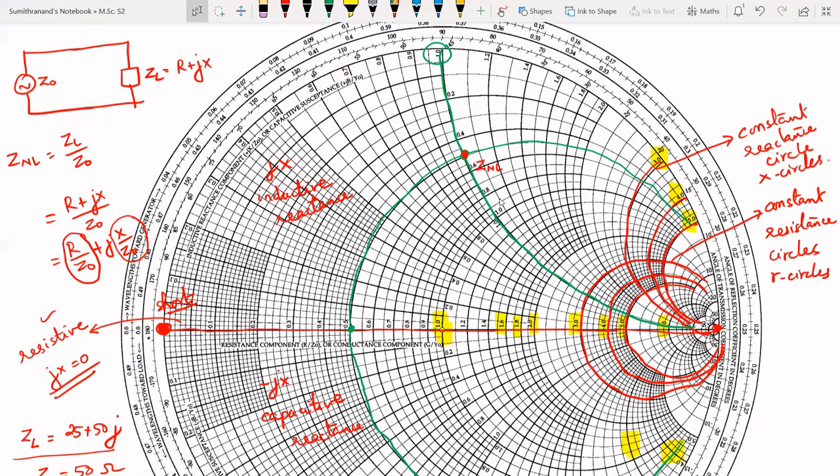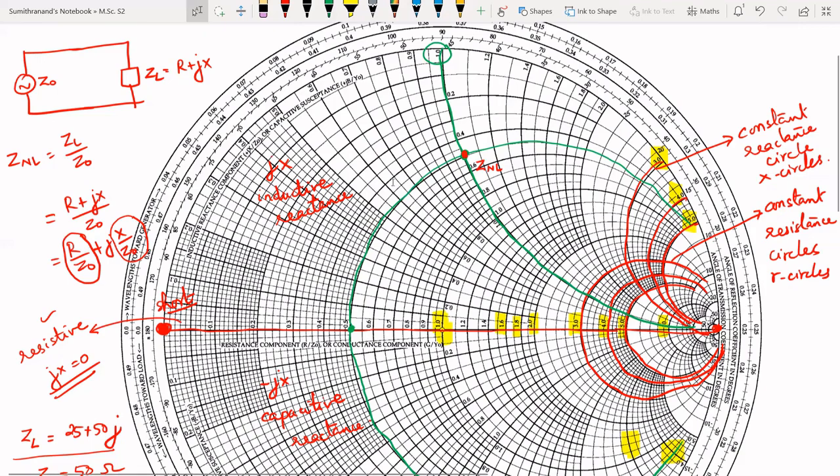So I have already said three important things. A Smith chart contains, first of all, constant reactance circles, then constant resistance circles. Then the point of intersection of this constant resistance circle and constant reactance circle will represent the normalized load impedance of the transmission line. We represent only normalized impedance or resistance or reactance in the Smith chart.